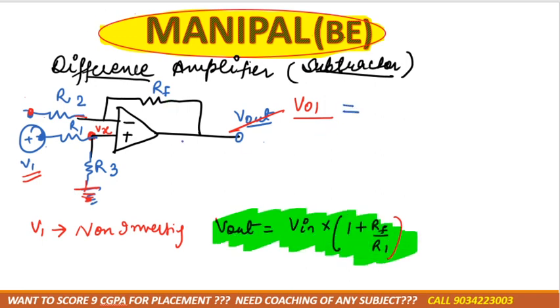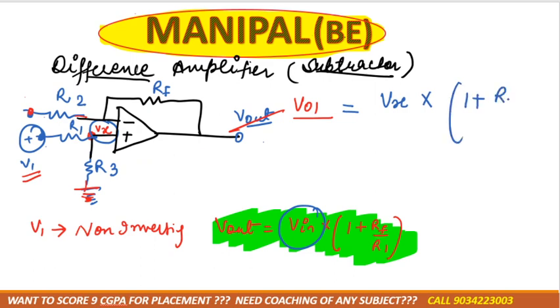Now V01 we need to calculate, right? V01 is how much? Vin. Now the voltage we have applied across here is Vx, multiplied by 1 plus Rf divided by, with the Rf, which resistance is connected, R2 or R1? With the feedback resistance it is R2, so we'll take R2. Okay, done. Now we need to calculate the value for Vx.